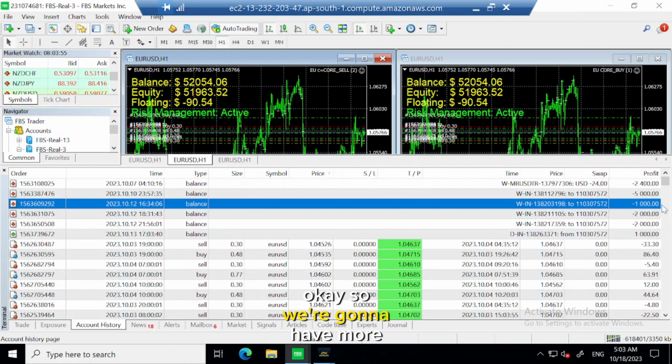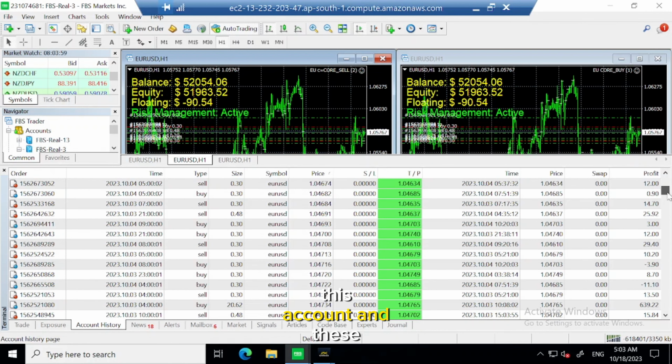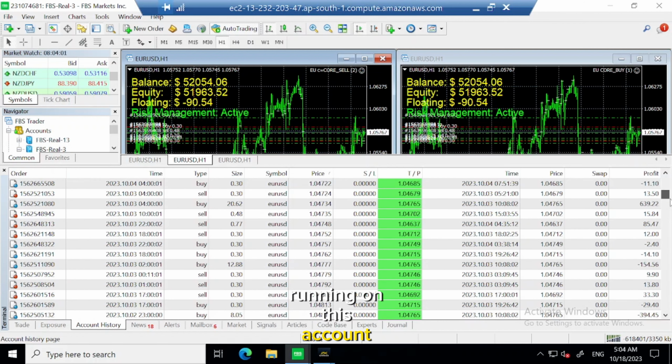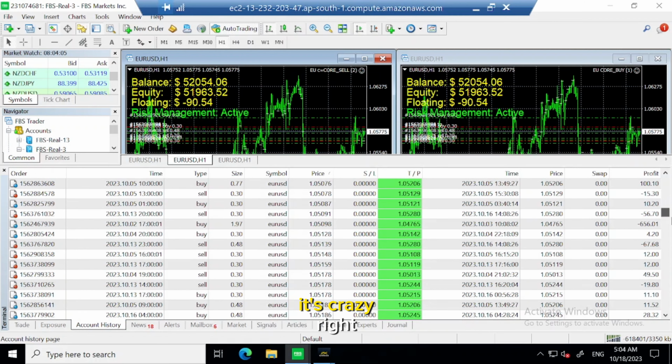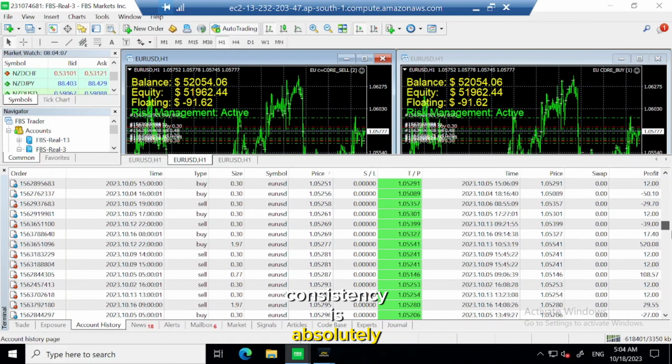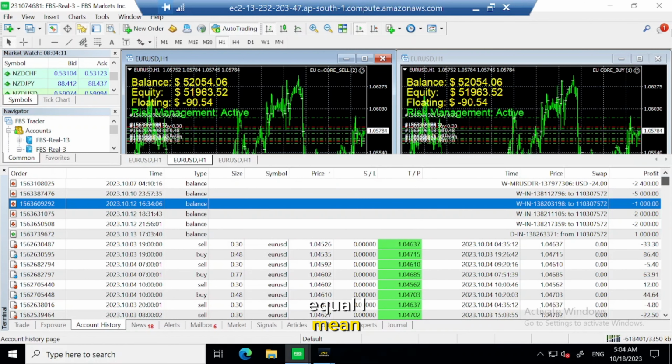Okay, so we're going to have more to see. You can see this is the account, and these are the trades that have been running on this account. You can see the consistency, guys. It's crazy, right? The consistency is absolutely beautiful. This is EU Core. What more do you need from a robot that is giving you this kind of massive consistency and everyday profits? This is a 50k account currently, over 50k.